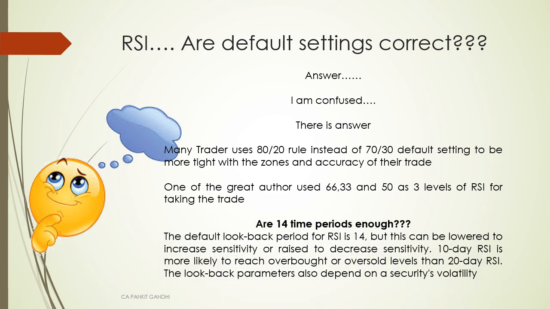Next question is the 14 time period. Is the 14 time period enough? It can be lowered to 10 days or raised to 20 days, but this will change the sensitivity of the RSI. If you take a 10-day RSI, it will go from 0 to 100 very quickly compared to the 20-day RSI period. So as a learner, I recommend keeping with the 70-30 rule and the 14 time period itself.